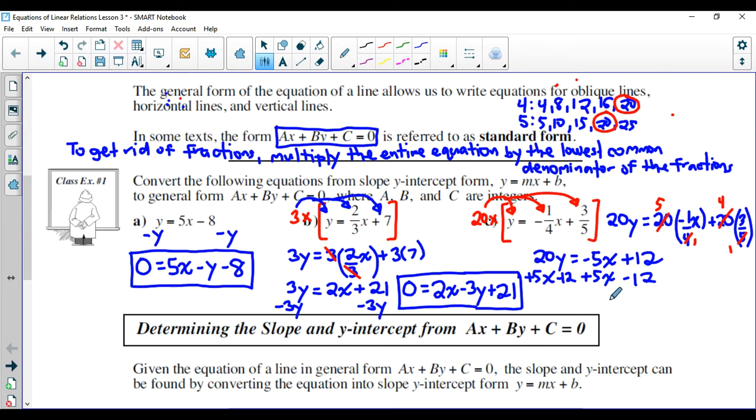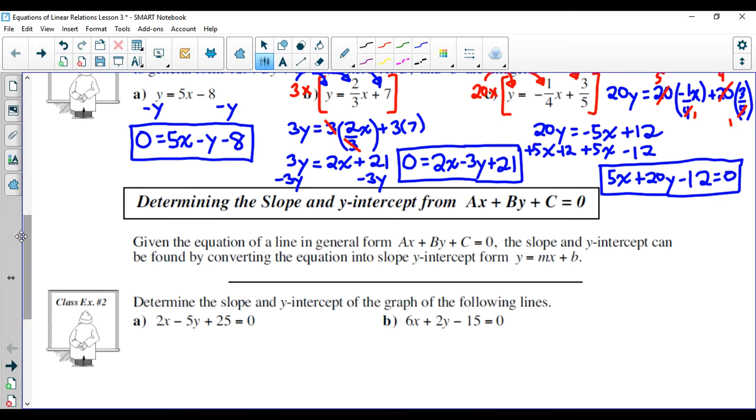Okay, so this would then turn into, on the left-hand side, again, you write in the order x, y, constant. So you have 5x plus 20y, subtract 12, would be equal to 0. And that is my equation in general form. Okay, so let's go down here.